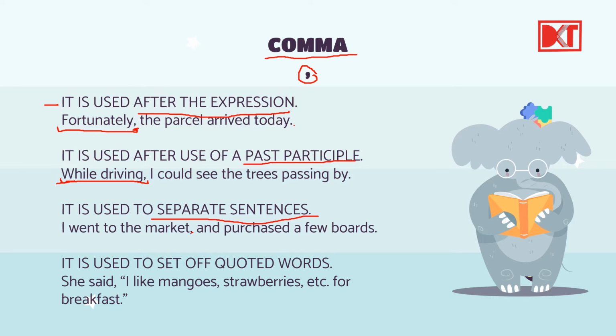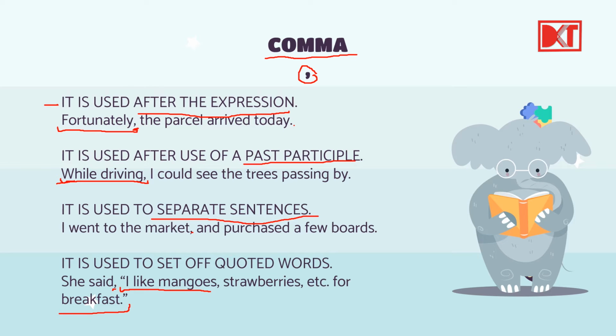Alright, the other usage is that it is used to set off quoted words. For example, she said, comma. Now when we are telling what someone has said exactly, when we are quoting somebody else, that what she said, she said, and the exact words, I am telling her exact words. Then she said, then we use a comma and then give her quoted words.